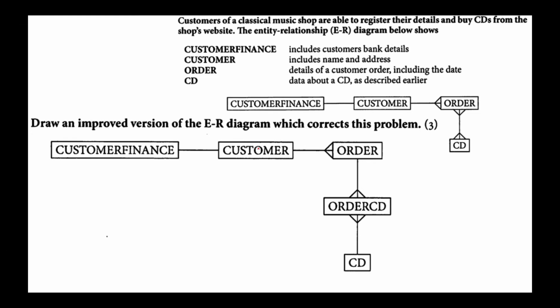Now let's go into the next question. An animal hospital is run by a team of vets. Owners may take their pets for treatment at any time. In a relational database, complete an entity relationship diagram to show the relationship. Each pet has only one owner, but an owner may have one or more pets.